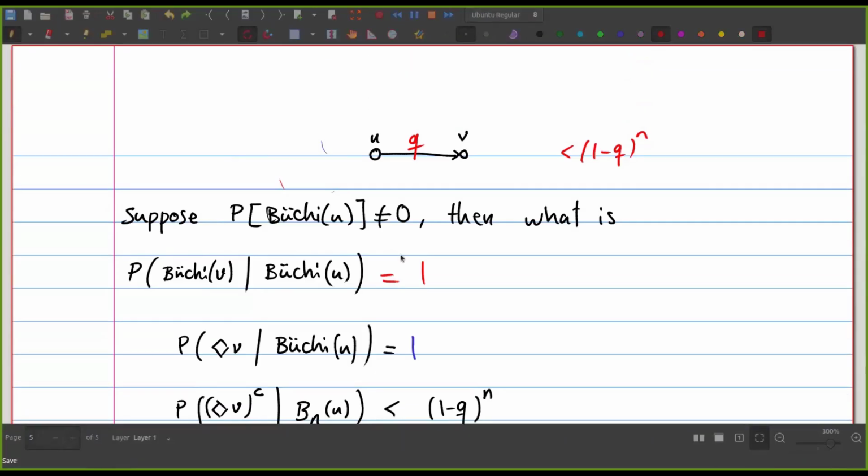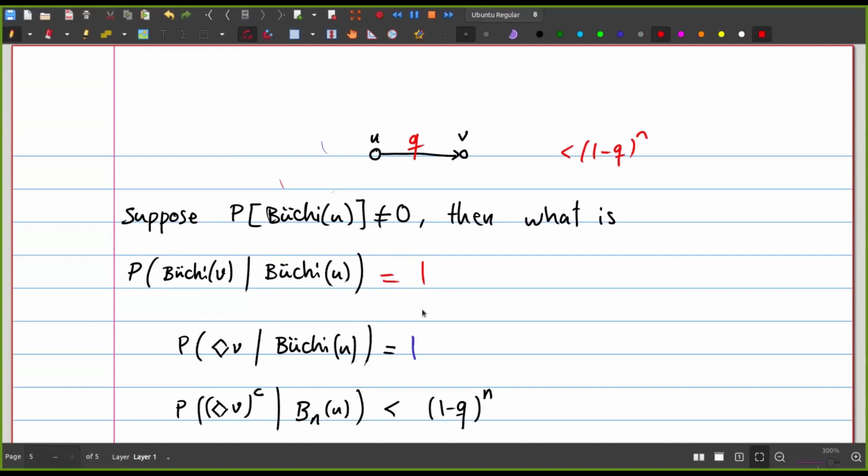What does this mean? This means that if I have the information that I'm going to see a vertex in my Markov chain infinitely many times, I also know that I'm going to see every one of its successors infinitely many times with probability 1. Okay, great.